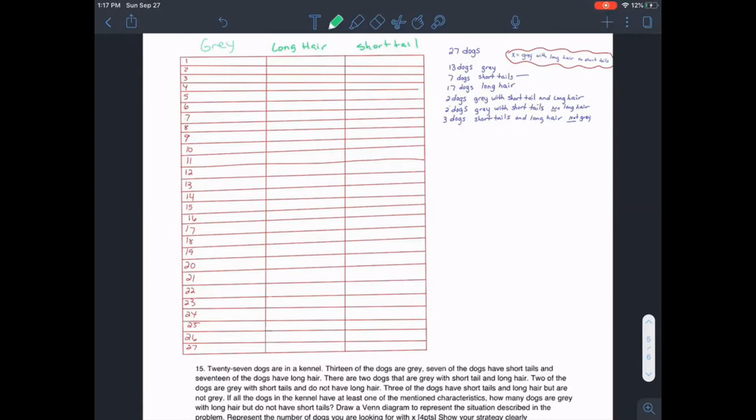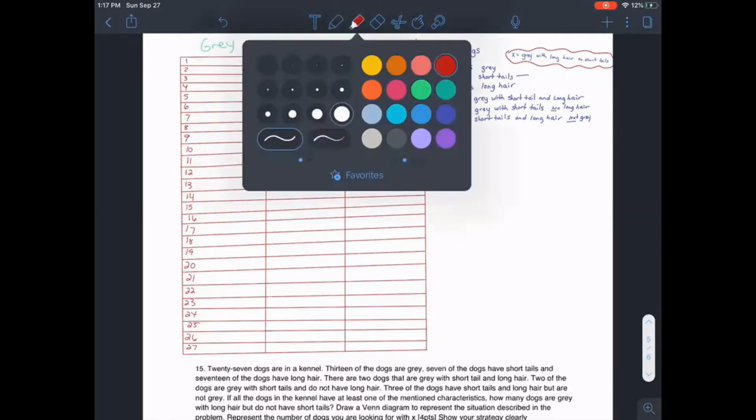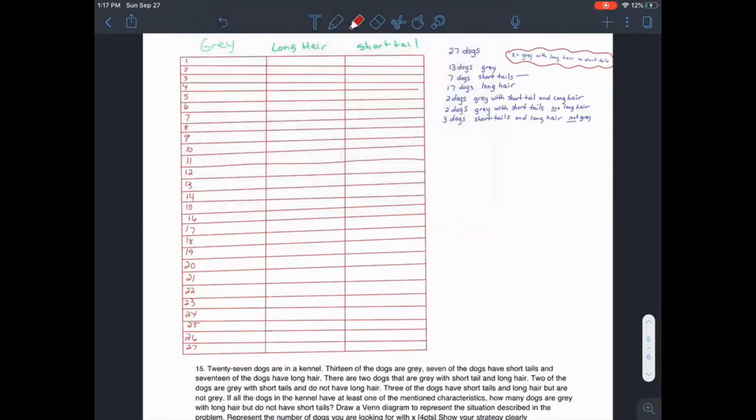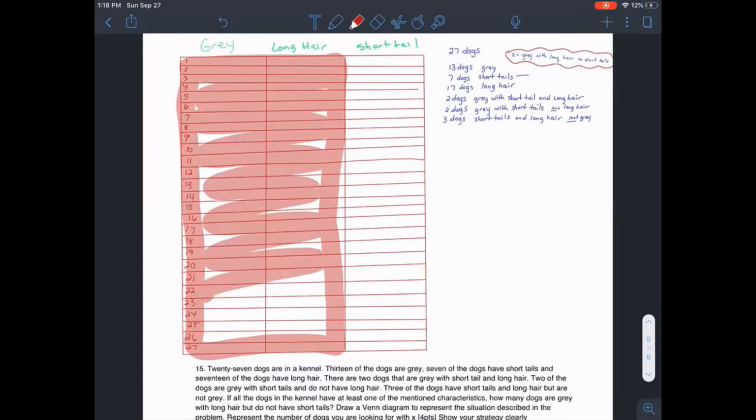So we are looking for the columns that total our X. Our X is gray with long hair and no short tails. So we want the ones that both have, oops, fill this column up. So they're going to have both of these in common.